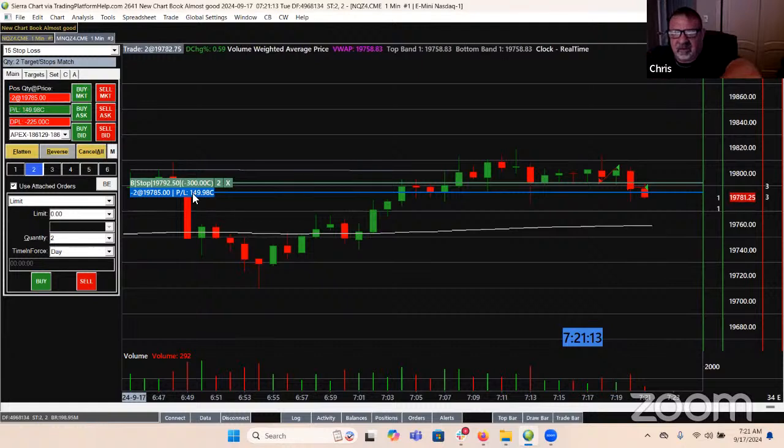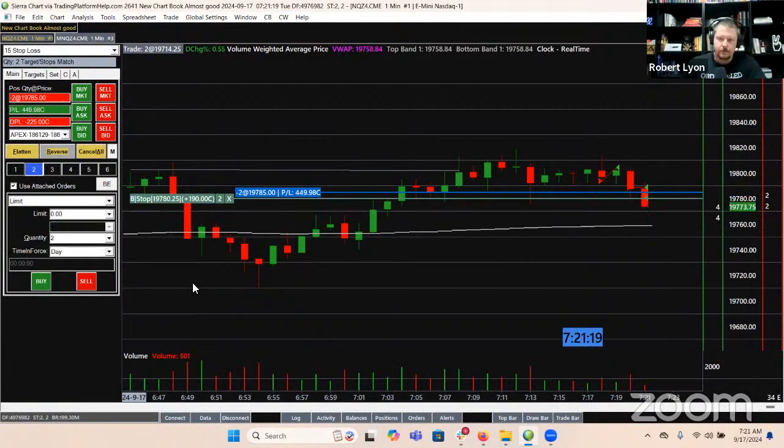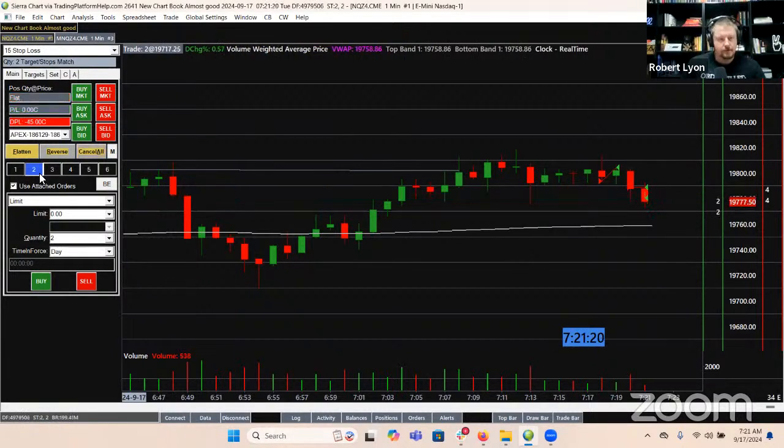There it goes. It's looking like yesterday. It's just so choppy.